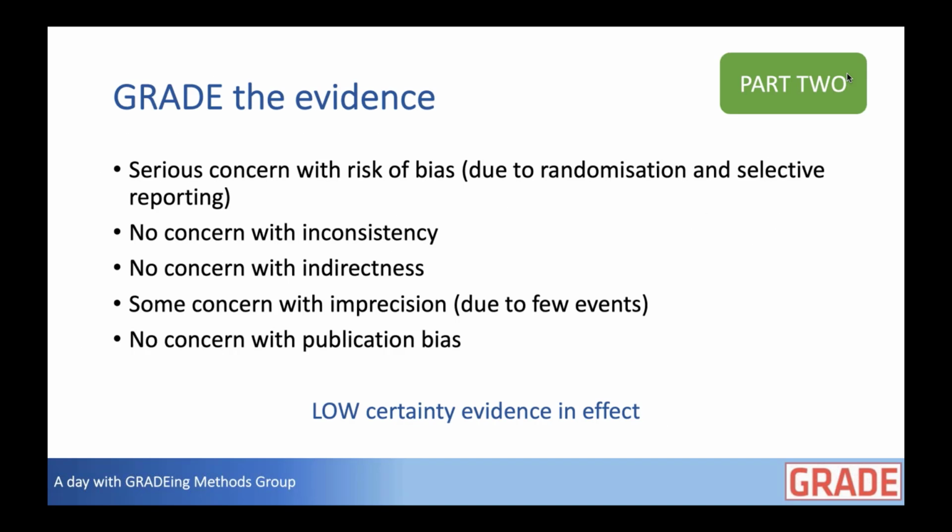But that's only part one. The second part is about assessing the grade of the evidence. And you would have gone through risk of bias, inconsistency, indirectness, imprecision due to events, and no concern with publication bias. And you may have ended up with low certainty evidence in that effect. And so you have two parts to your conclusion.